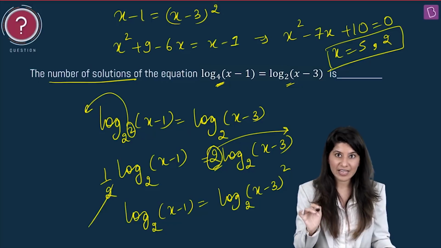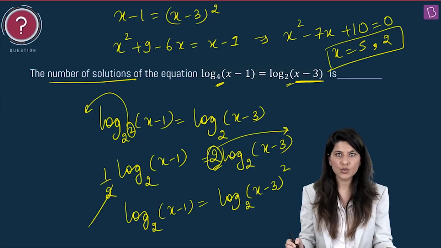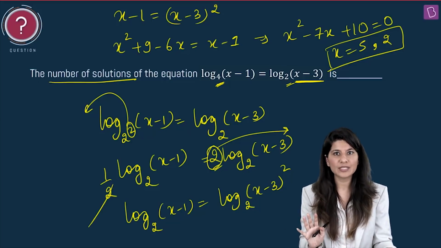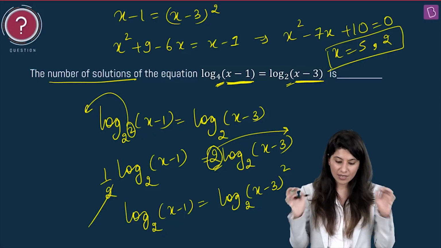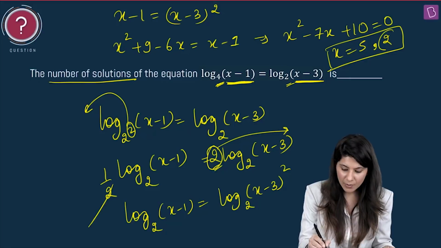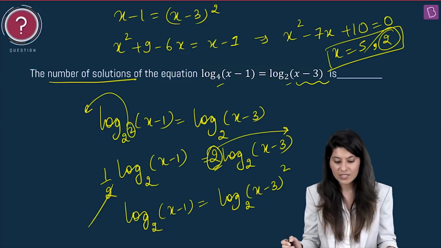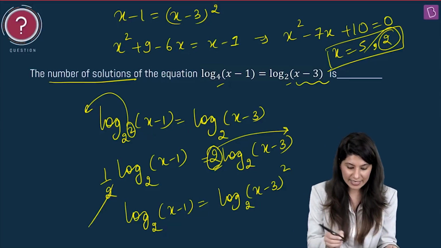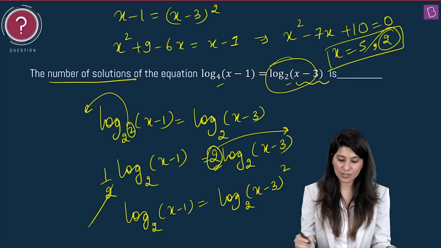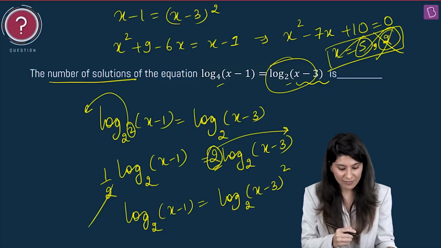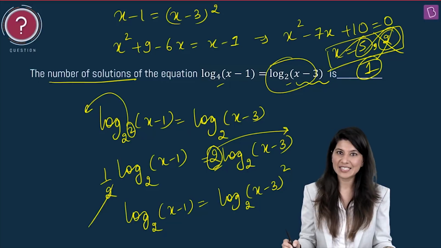So x equals 5 and 2. If I talk about x equals 5, it will not create a problem over here. 5 minus 3 is 2. The expression inside the logarithm is positive. And x equals 5 will also not create a problem over here. 5 is definitely a solution of this. But what about this? If I put x equals 2 over here, the value inside the logarithm would be negative. So this is not accepting x equals 2. The whole equation is not defined at x equals 2. We'll reject this, accept 5. So overall, how many solutions are there? Only one solution. Got it?